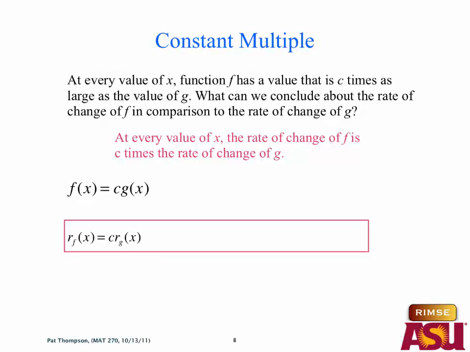Okay, so in general, if c is a constant, all you really need is this. But if you have a function that's a constant multiple of another function, where the values of the dependent variable of f are c times the values of the dependent variable of g, then the rate of change of f is always c times the rate of change of g.